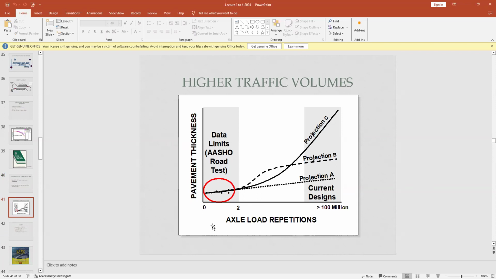Now, this is where you see the data limit. We have collected data, and the pavement thickness for 2 million is very okay. But as we go beyond 2 million, to 100 million, we have to design for 200 million, more than 100 million traffic. There the projection goes wrong, because the problem with the national design is it only caters to 50 million axles.